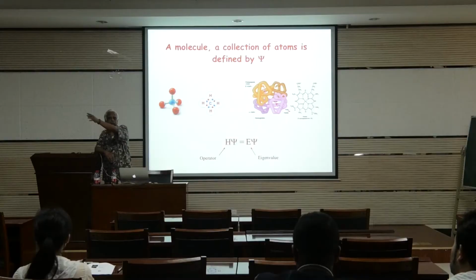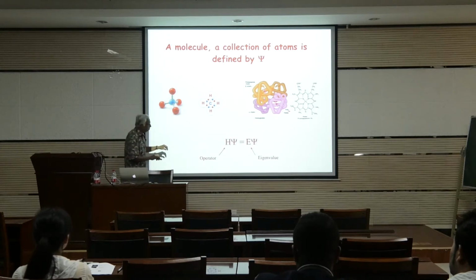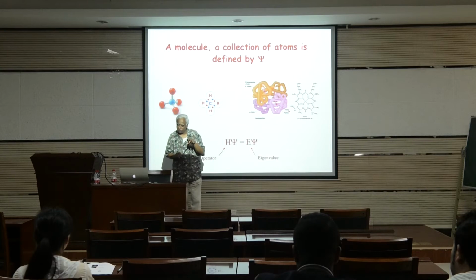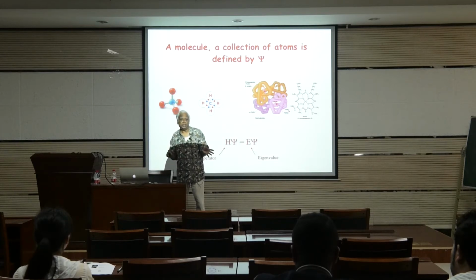If I say some other psi with this, then he knows I'm talking about a protein. I don't have to tell the guy all these details. So a molecule is basically defined by this psi. And that psi contains information about the positions of atoms, positions of electrons, and the spin of electrons. Everything about the atom or a molecule is contained in this psi.